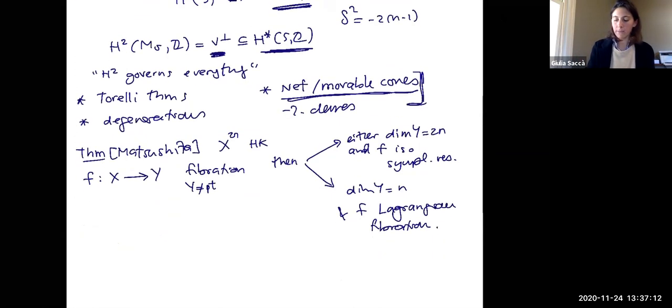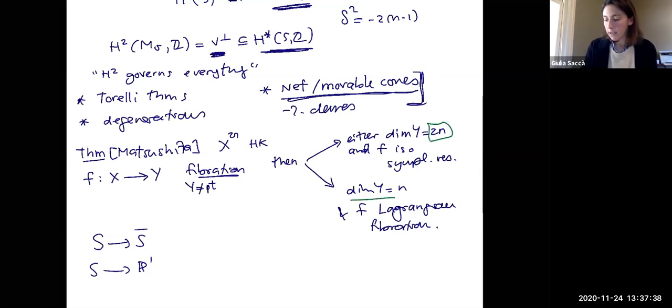So it's not surprising that a K3 has either a map to another K3, or maybe singular. So here, fibration means connected fibers. So it either maps to another K3, whether it's an isomorphism or a singular K3, or it maps to a curve, in which case it's P1. But here the statement is really that you don't have anything in between 2n and n.